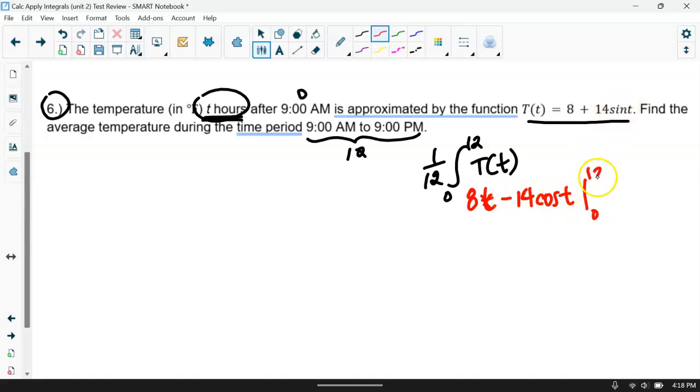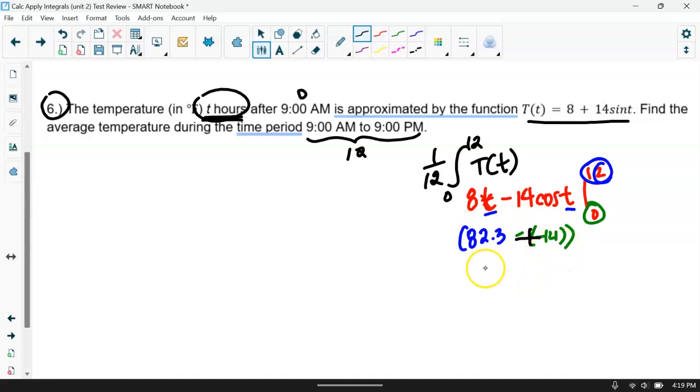Then we're going to focus on from 0 to 12. So then substitute 12 in for t. So now when you substitute 12 for t here, you end up with about 82.3. Then minus, go ahead and substitute 0. When you substitute 0, you get negative 14. So notice you end up having to add these values together.